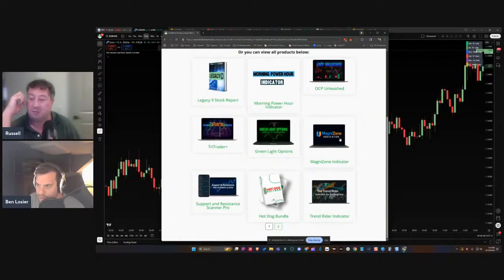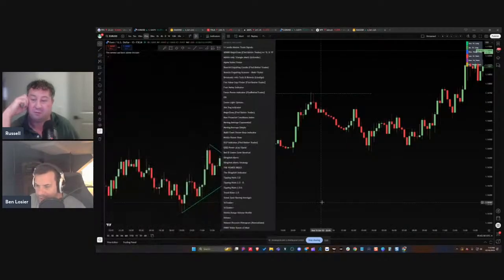These four right here: Trend Rider, Magnazone, Tri-Trader, and Support Resistance. Those are some of our most recent, some of the best ones. Scanner, I've been really big into scanners as well. The reason why I like scanners so much is I think I have too much going on, and for having this many systems, I need some kind of alert system. So scanners are really helpful.